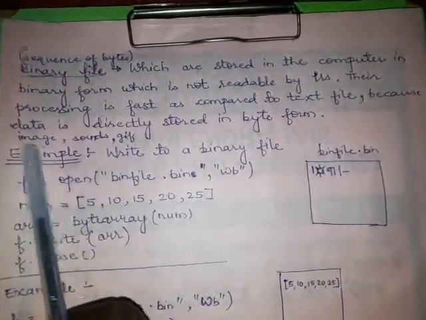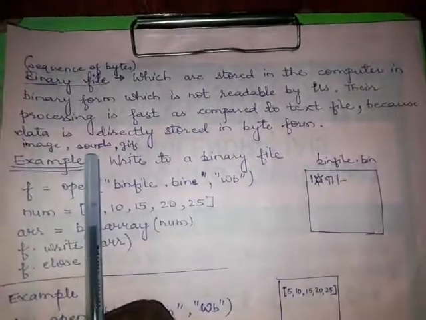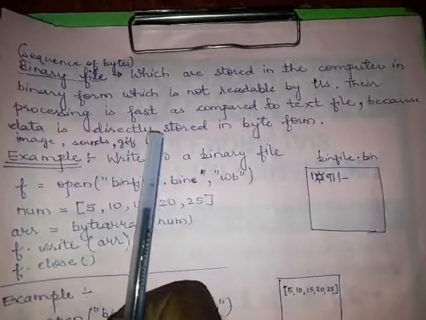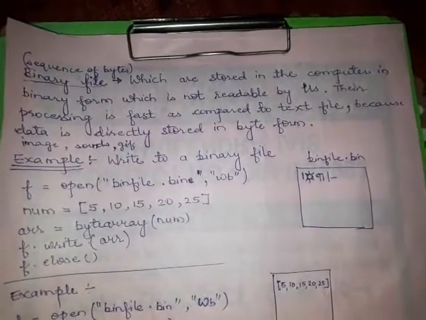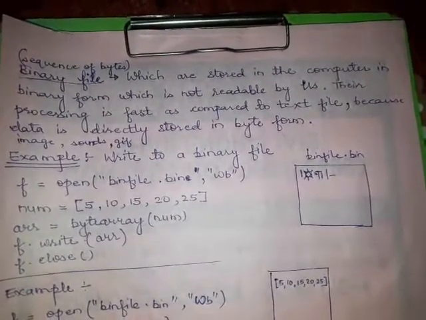Binary files are used to store images, sound, GIF, MP3. So all these files are binary files, in which data is stored in byte form.